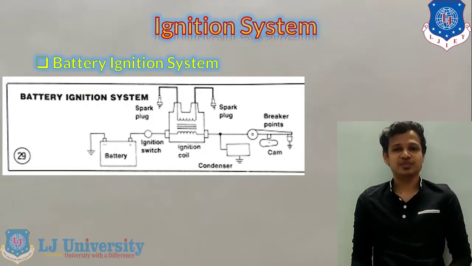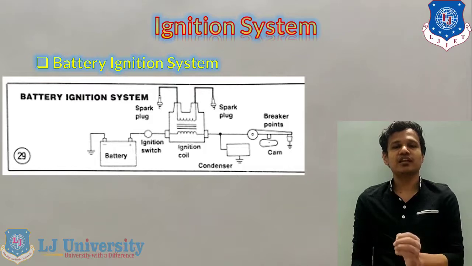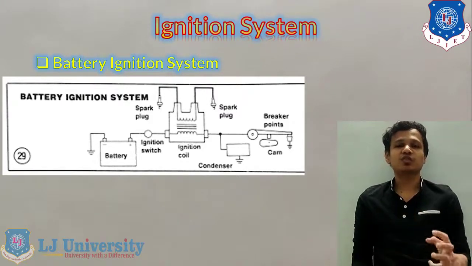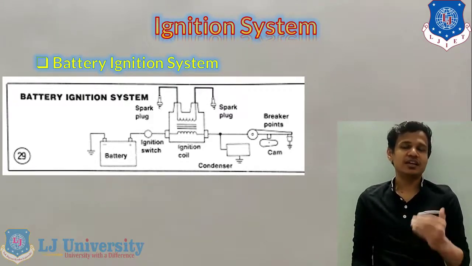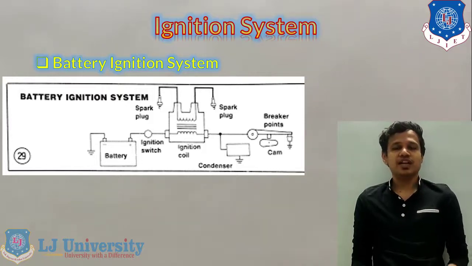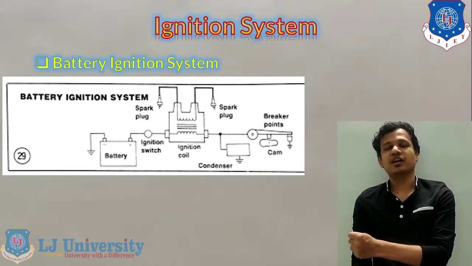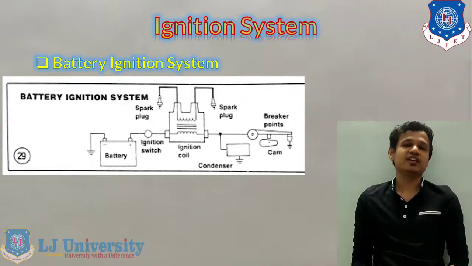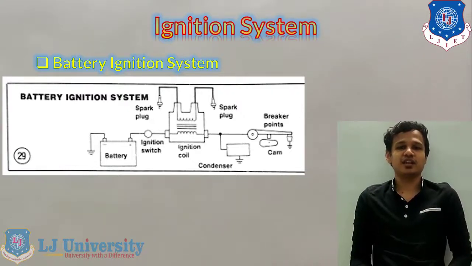Right. The function of the condenser, as I told you earlier, is to provide the reverse flow of the current so that the current is amplified. Right. First the current is absorbed in the condenser, and then it is reversed with the help of the capacitor, or we can say with the help of the condenser.